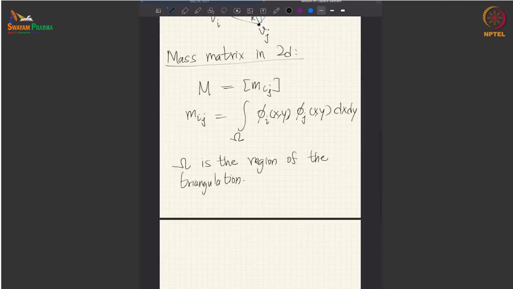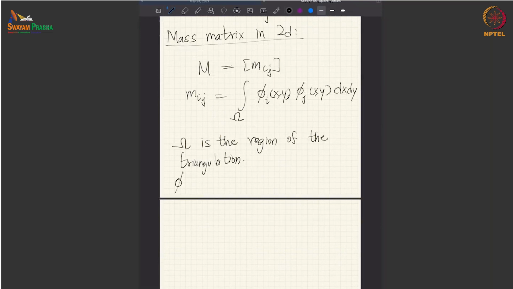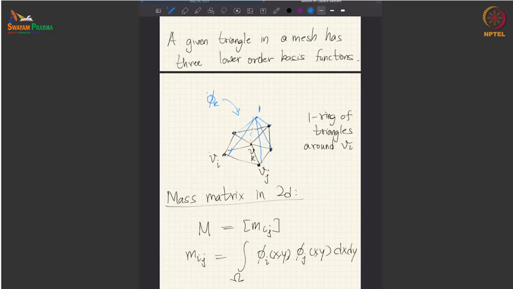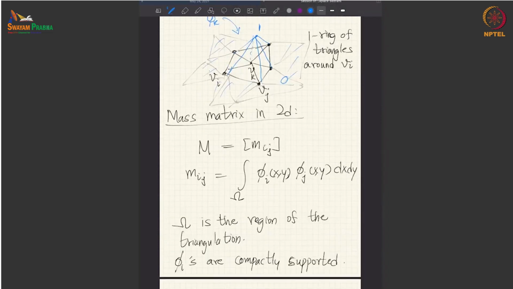But fortunately, these functions are compactly supported. The phi's are compactly supported, which means outside this one ring, they are just 0. If this triangulation extends in the plane, I could have more triangles going along, but my blue basis function is just 0 everywhere. It's 0 identically outside this region. Therefore, this integral is simplified.